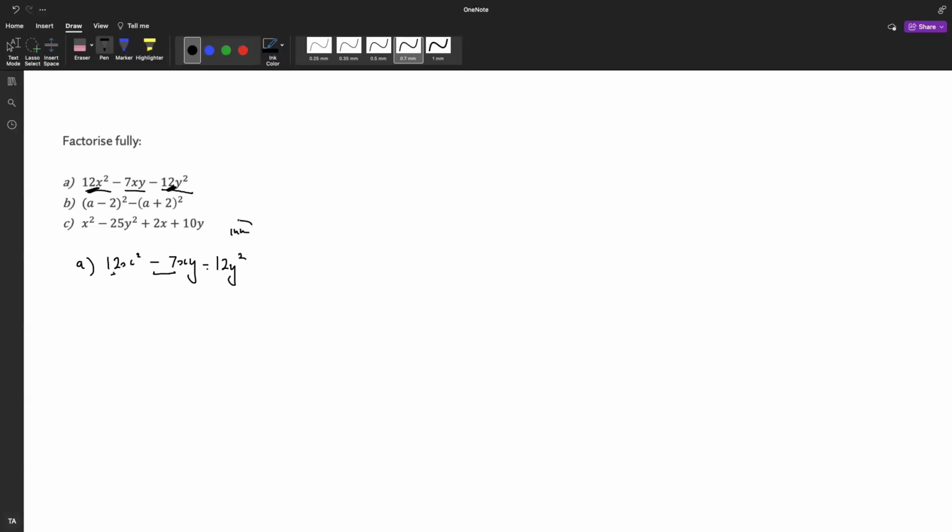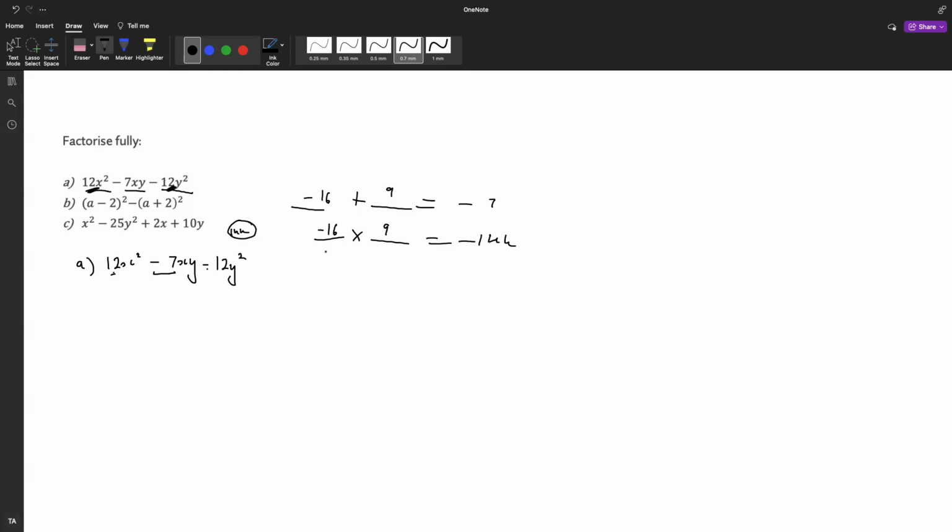Okay, so we're looking for two numbers that add to -7, and the same two numbers should multiply to give us -144. So yes, -144. Those two numbers would be 16 and 9, and because we want our addition to be negative, the bigger number is going to be negative. So we're going to have -16 plus 9, and -16 times 9 equals -144 as well. Okay, so we're going to use these two numbers to factorize this expression.